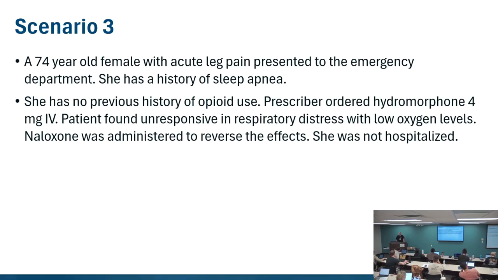The patient was found unresponsive in respiratory distress. That's why I put no history of opioid use. If you just go off the bat and get 4 milligrams of hydromorphone IV, that is punching you, metaphorically and literally, in the face with opioids. And you will have this happen to you if you are not previously sensitized to them. Low oxygen levels. Naloxone was administered to reverse the effects. However, she was not hospitalized. And obviously, she did not die.